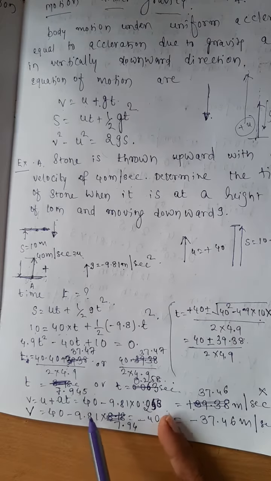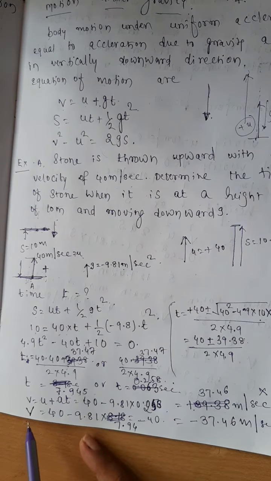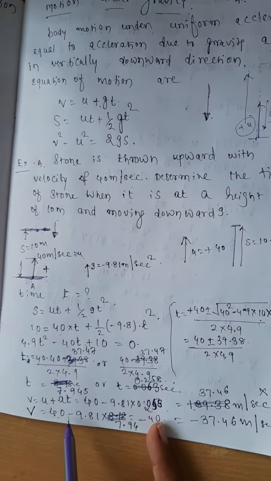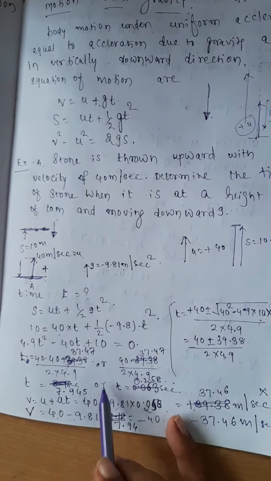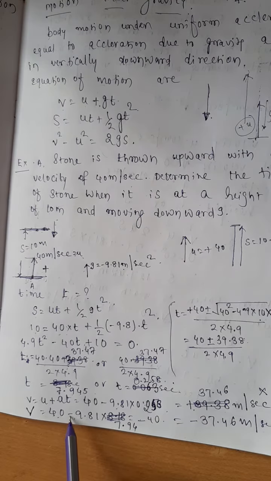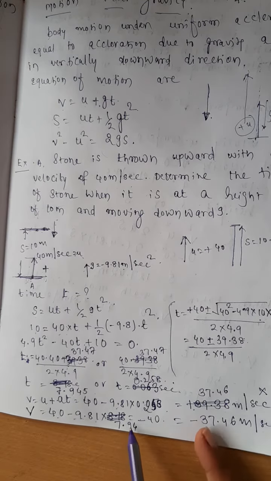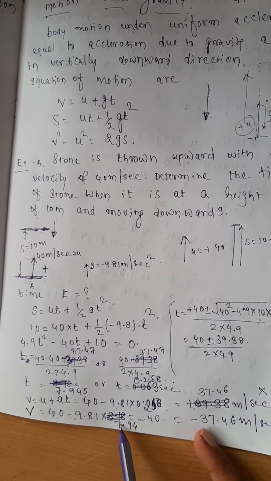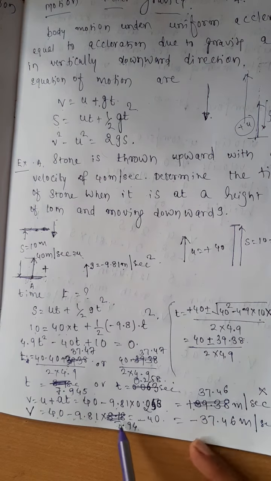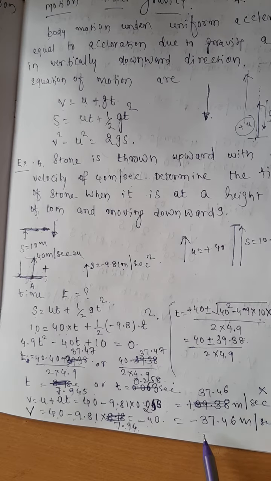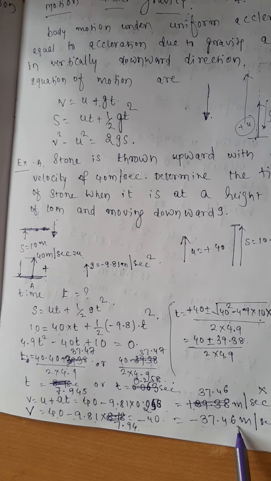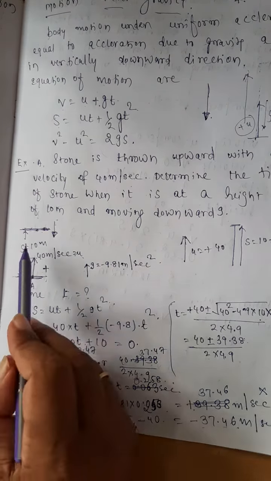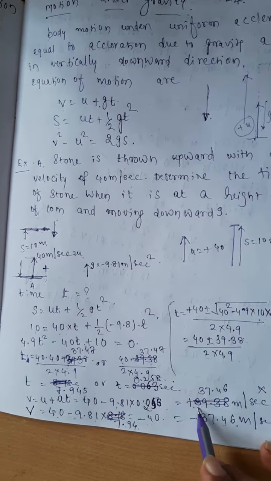Second time in the sense 7.945. Put the value of t is equal to 7.945. v is equal to 40, now a is negative as it is in the downward direction, minus 9.81 into t, which is 7.945. If you substitute and simplify this, you are going to get the value of v is equal to minus 37.46.